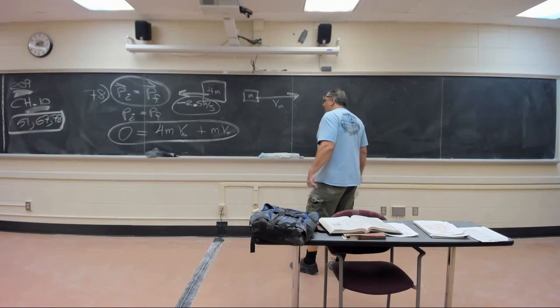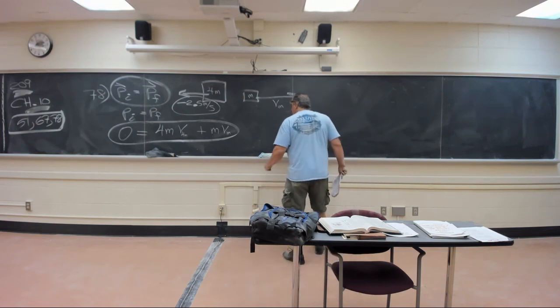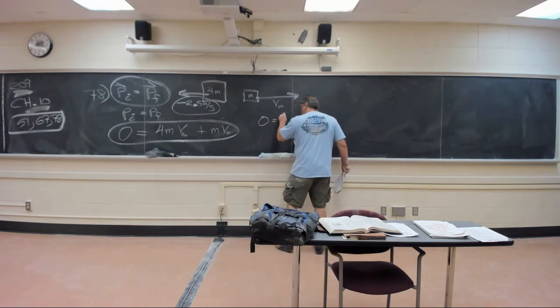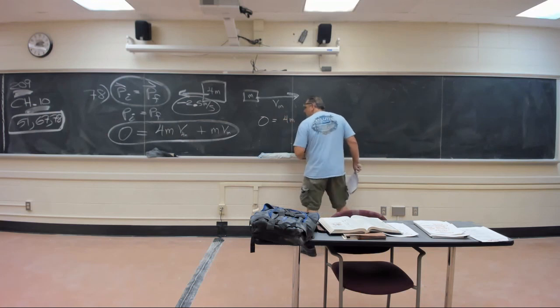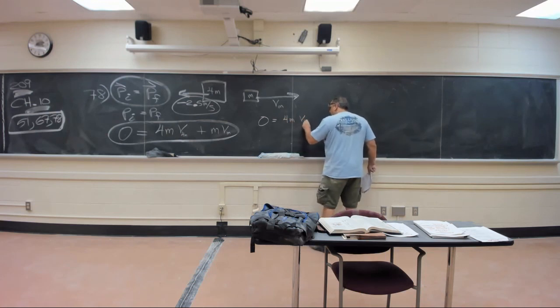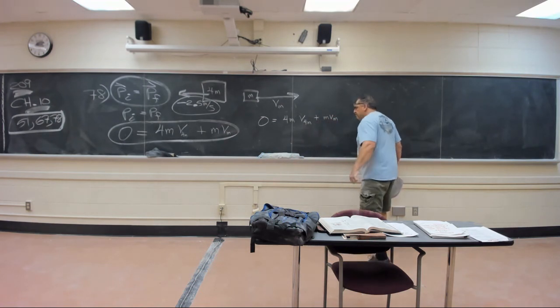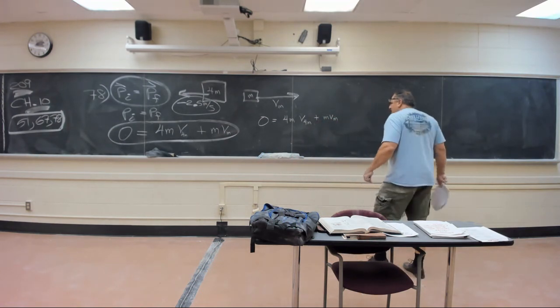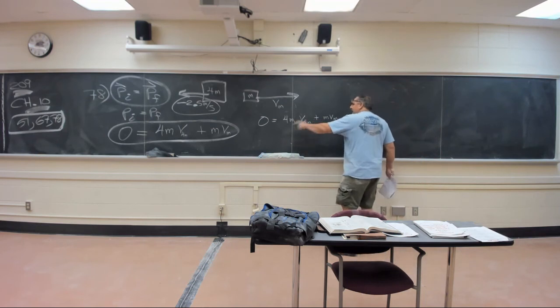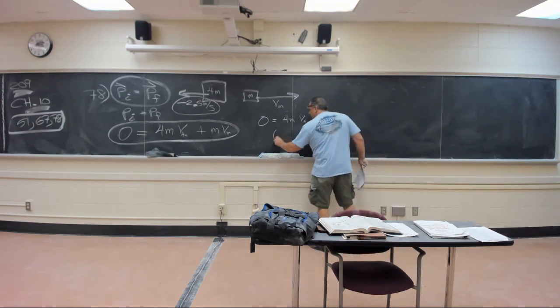Let us see what is going on. 0 equals 4m v sub 4m plus m v sub m. What do you say we divide by small m on each side?